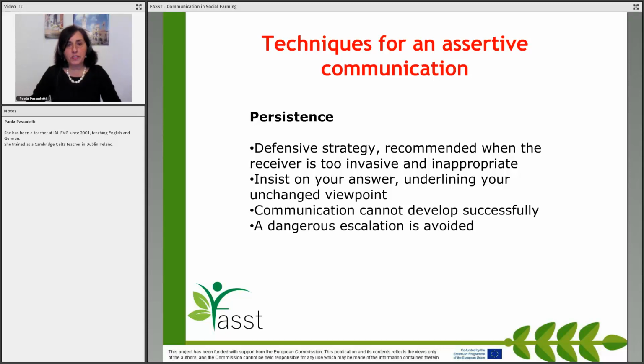Persistence. Persistence is a defensive strategy recommended when the receiver is too invasive and inappropriate. So insist on your answer, underline your viewpoint, which is unchanged, and communication cannot develop successfully, but a dangerous escalation is certainly avoided.